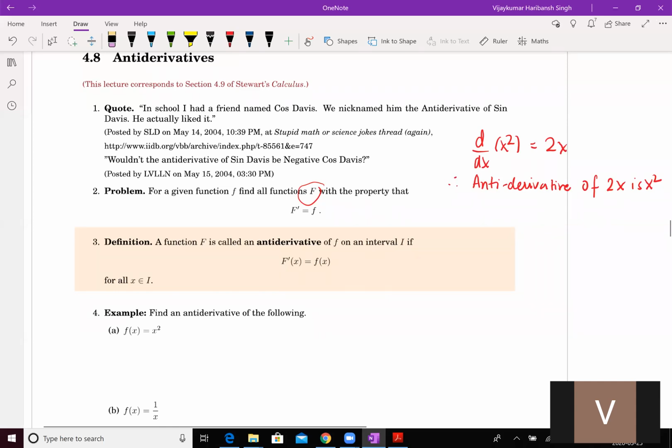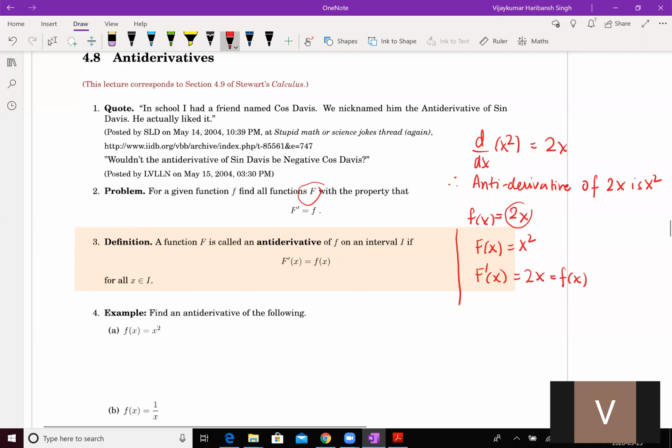So let's say, for example, I give you 2x. This is your small f of x. Now, what is the antiderivative of this? The antiderivative of this is a function whose derivative is 2x. So if you take F of x equals x squared, then you can see that F prime of x equals 2x, which is the f of x. So therefore, the antiderivative of 2x is x squared.